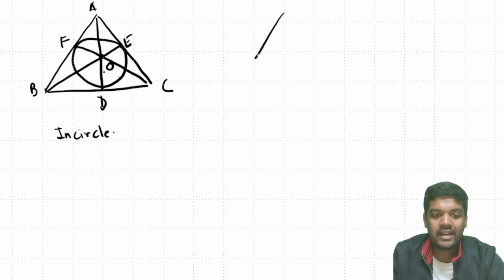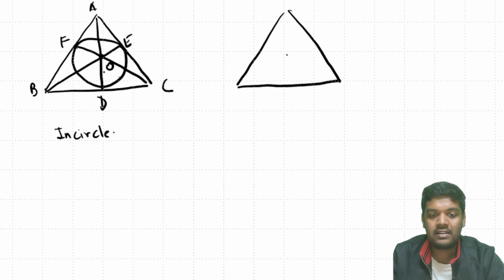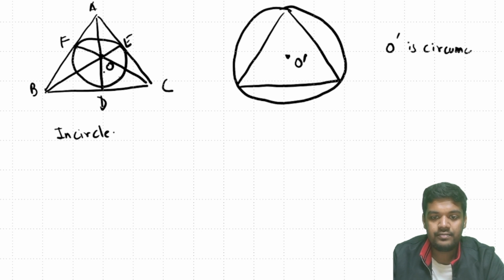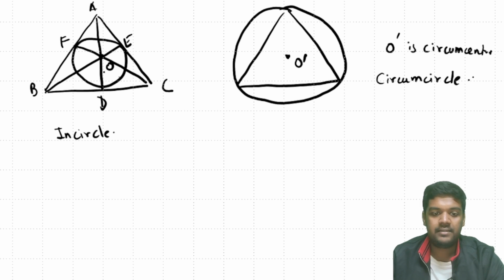Similarly, अगर मैं triangle का circumcentre use करके circle बनाता हूँ, which is circumscribing this entire triangle. Here let's say this point is O dash. So O dash is my circumcenter, and the circle which is circumscribing the triangle is circumcircle, right?